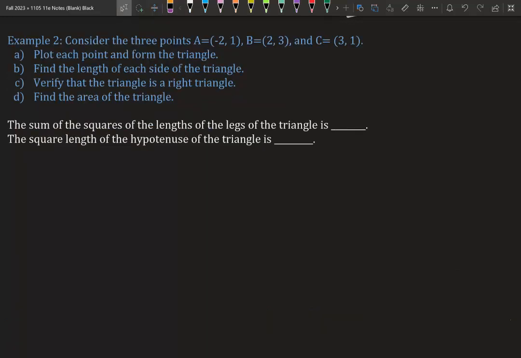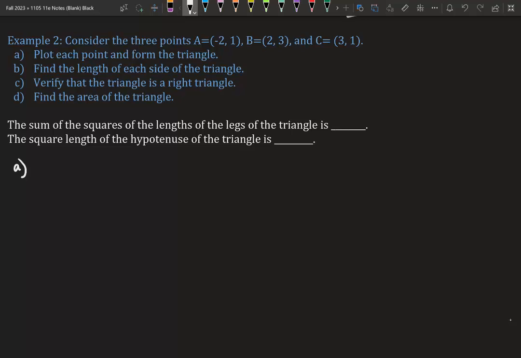Example 2. Let's consider the 3 points. A (-2, 1), B (2, 3), C (3, 1). We're going to plot each point and form the triangle. I know it's a triangle because it's A, B, C, that's 3 points. Find the length of each side of the triangle. Verify that the triangle is the right triangle. Find the area of the triangle. And the little white text, we'll talk about that after we finish A, B, C, D. Alright, so it says let's plot each point and form the triangle.